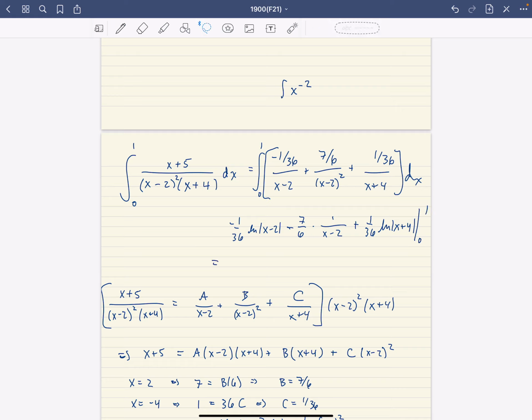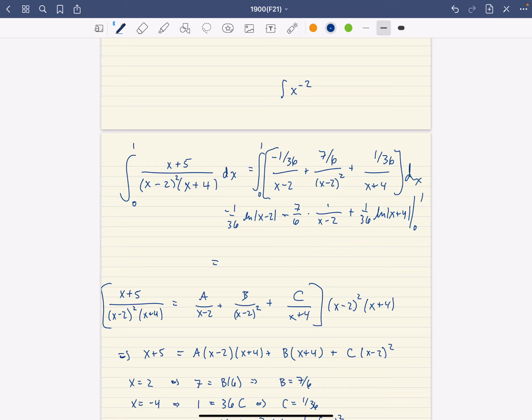And finally, when we plug in x equals 1, we're going to get negative 1 over 36 times the natural log of 1, minus 7 over 6 times 1 over negative 1, plus 1 over 36 natural log of 5. And then we're going to subtract from that, I'm way out of room here, negative 1 over 36 natural log of 2.